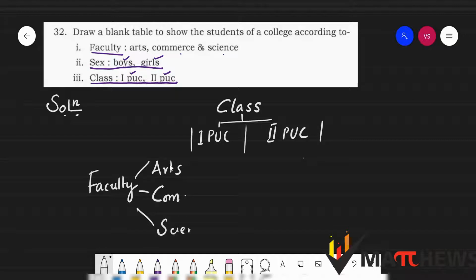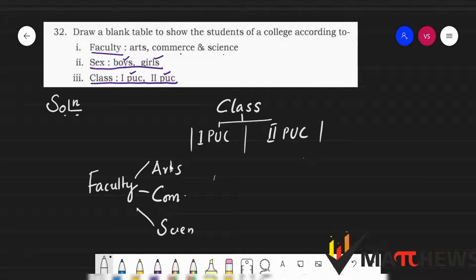That means very clearly we can see there are three rows we should have. We call them stubs. Arts is one row, commerce is one row, and science is another row. First PUC can be one column, second PUC can be another column. Now, based on two characteristics, we can form a table.